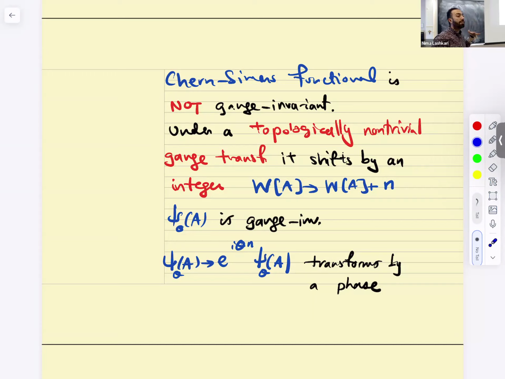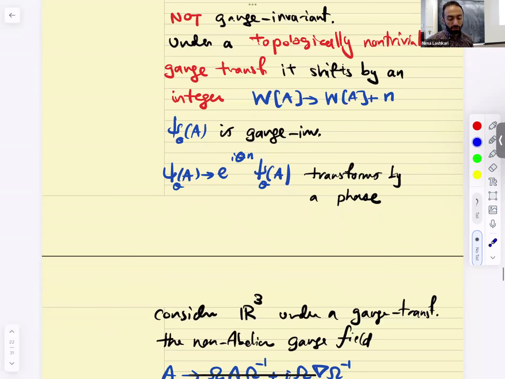It's just n. For a topologically non-trivial gauge configuration, which is pure gauge, when you evaluate the Chern-Simons action, you're just going to come out with n. Said differently, under a topologically non-trivial gauge transformation, the Chern-Simons action shifts by n. So psi theta is also multiplied by this guy.